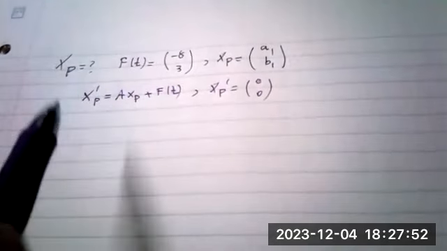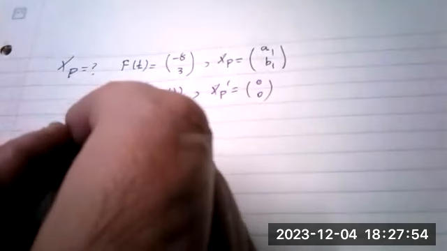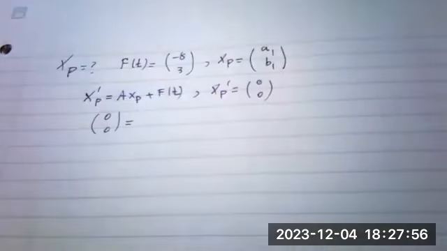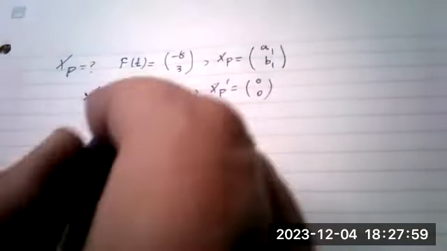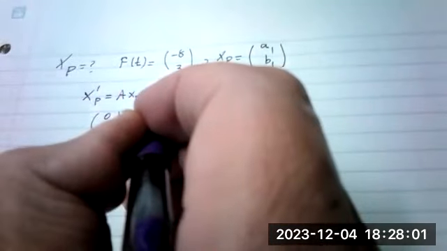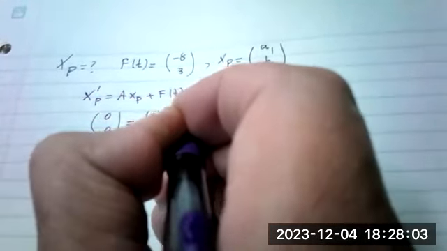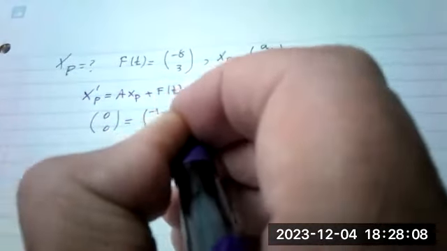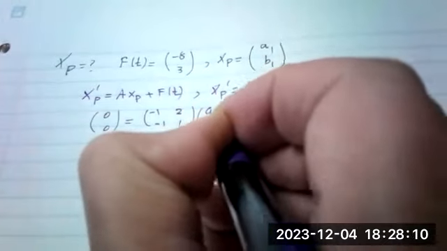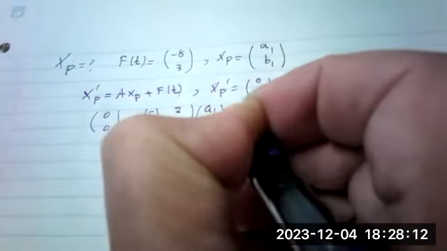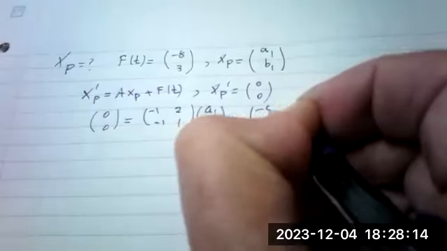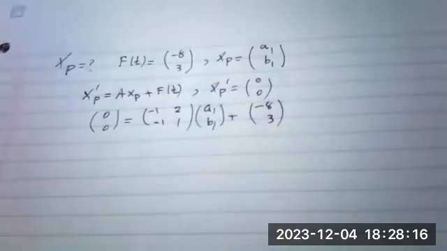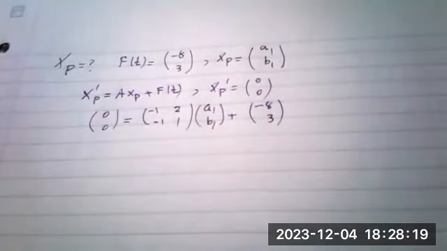So the derivative would be 0, 0. Bring it up here and substitute. That gives you 0, 0 is equal to the matrix A, which is -1, 2, -1, 1, times XP. The XP is A1, B1, plus F of T, which is -8 and 3. So we just substitute in this equation that we have.